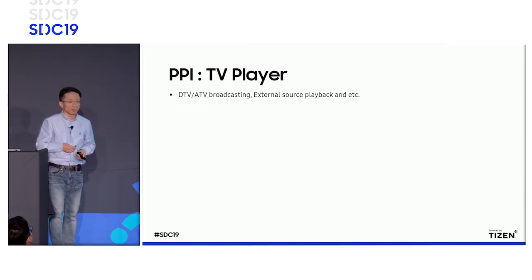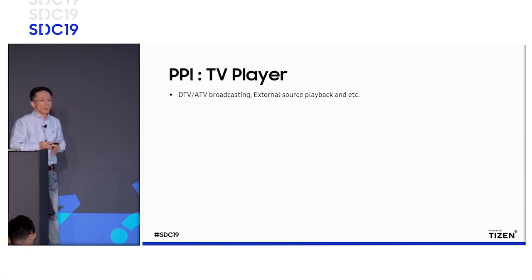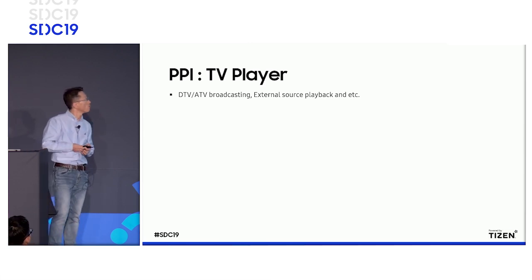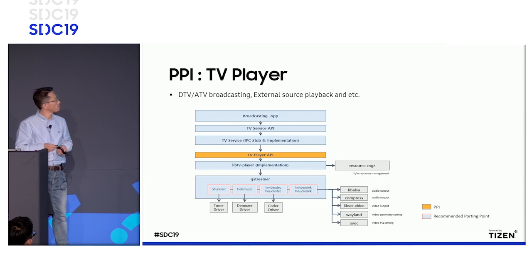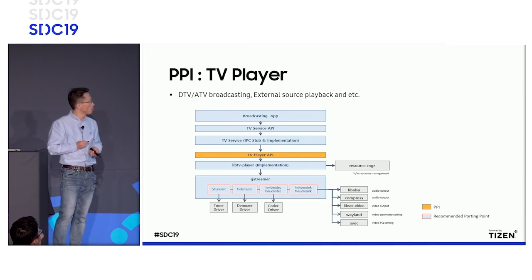So TV player, let's talk about this TV player. TV player itself is the framework to handle lots of the pipeline for the broadcasting content. So basically, TV, ATV broadcasting playback and external source playback is this module's responsibility. There are applications, and this is the API. And this bit is PPI. This will be provided, together with this reference implementation.